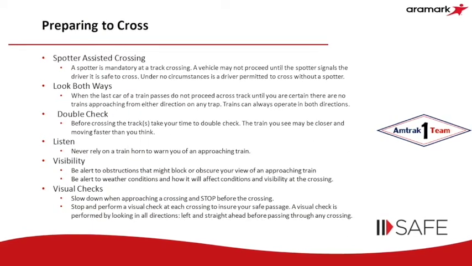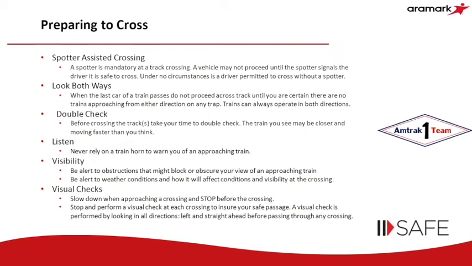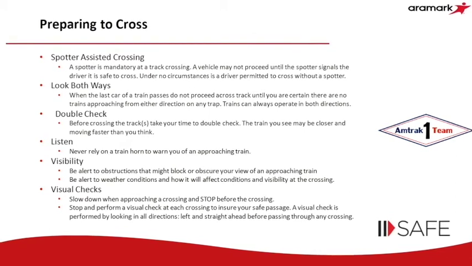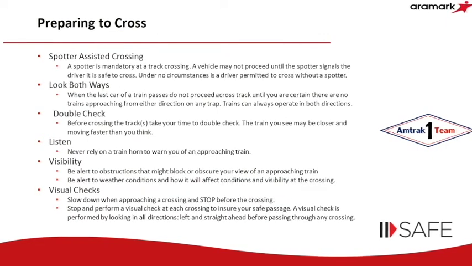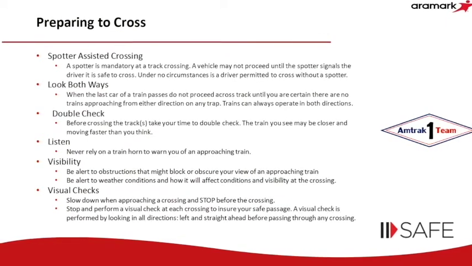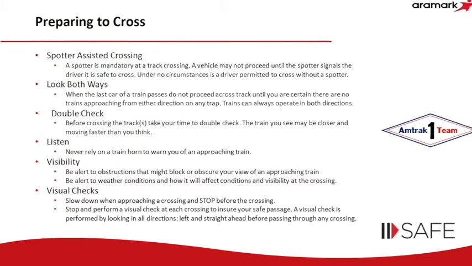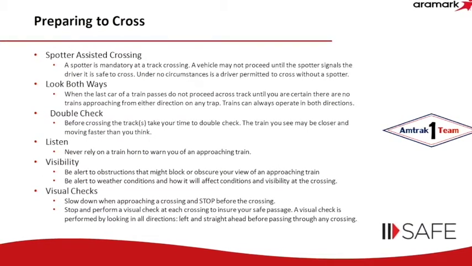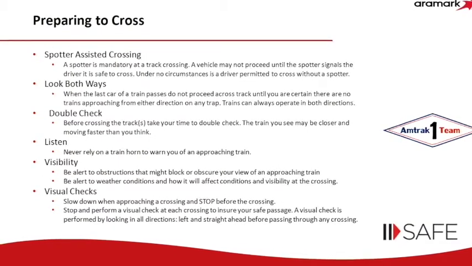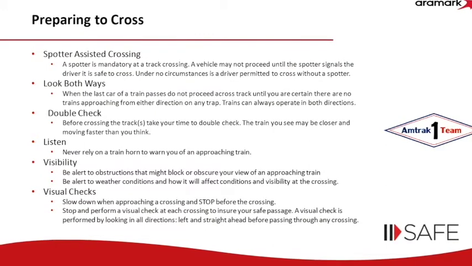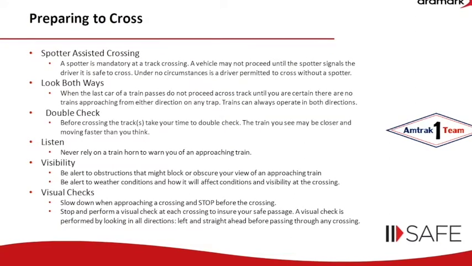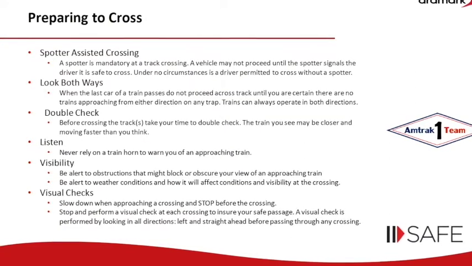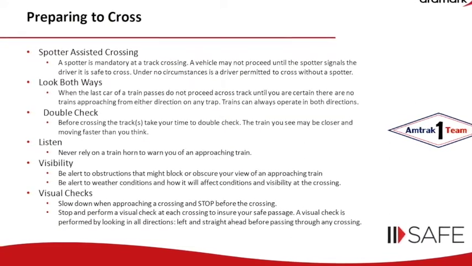Look both ways. When the last car of a train passes, do not proceed across tracks until you are certain there are no trains approaching from either direction on any track. Trains can always operate in both directions. Double check. Before crossing the tracks, take your time to double check. The train you see may be closer and moving faster than you think. Listen. Never rely on a train horn to warn you of an approaching train.